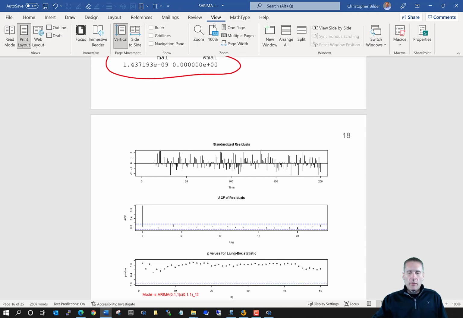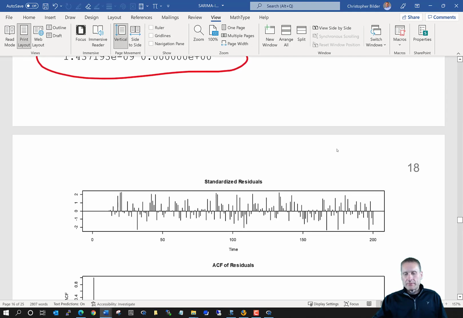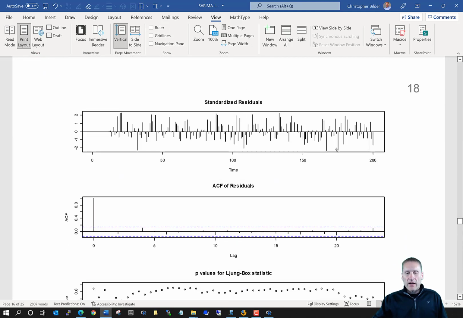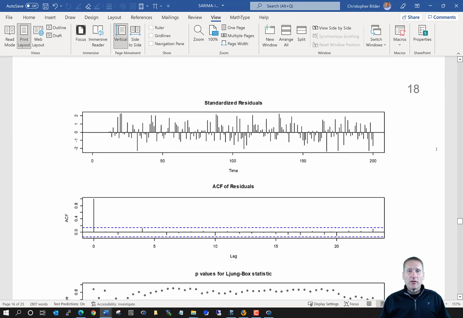Let me zoom in now again on these plots. The standardized residual plot looks good. Again, I don't really see any outliers. I don't see any trends amongst these standardized residuals. Here's my ACF plot of my corresponding residuals. Ignore the lag 0. Hey, this looks good. All the estimated ACFs are within our dotted lines there.